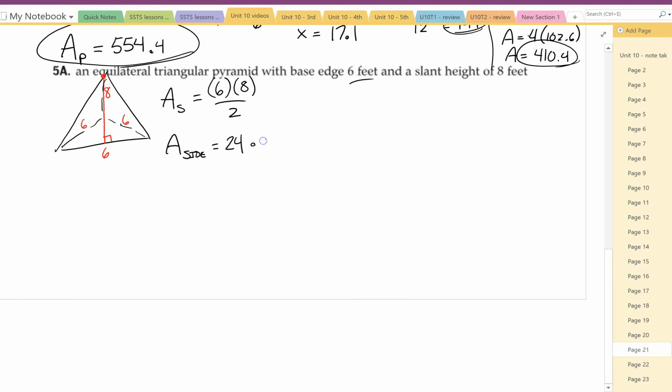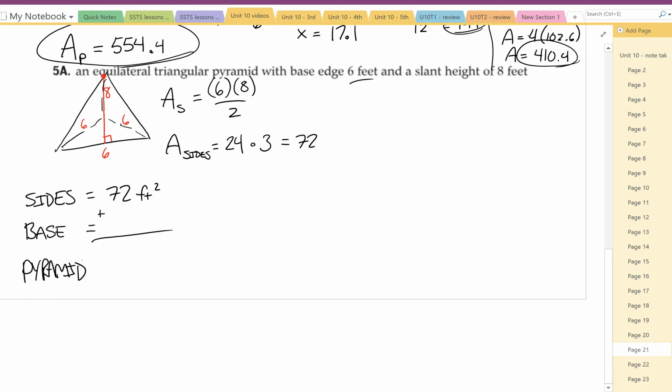Okay, but I have 3 sides, so I'm going to multiply that by 3, because that's going to tell me what the area of all 3 sides put together is. And 24 times 3 is 72. So the sides of the pyramid add up to 72 square feet. Okay, now I need to know the base though, because then I'm going to add those 2 together, and that's going to tell me the area of the entire pyramid.